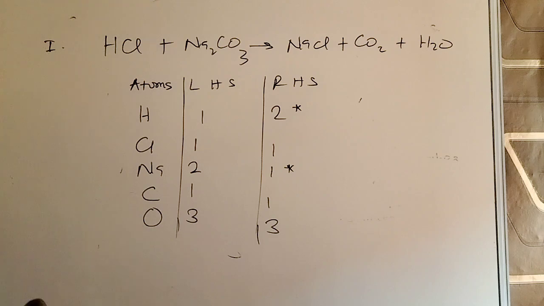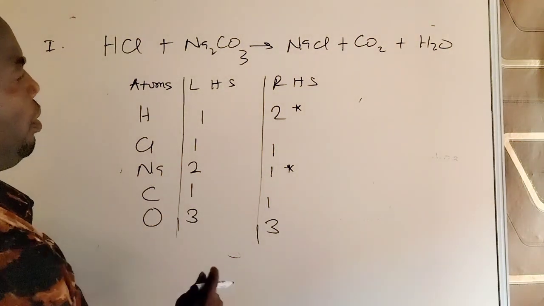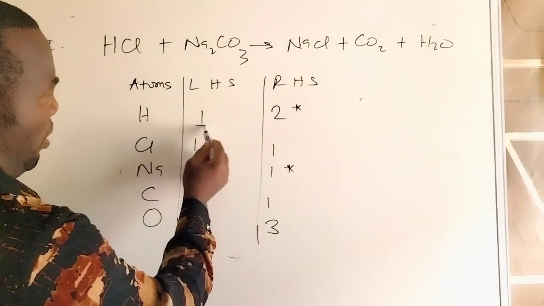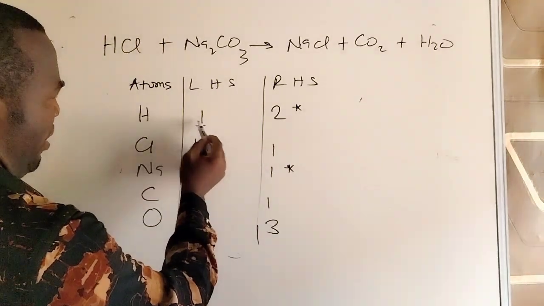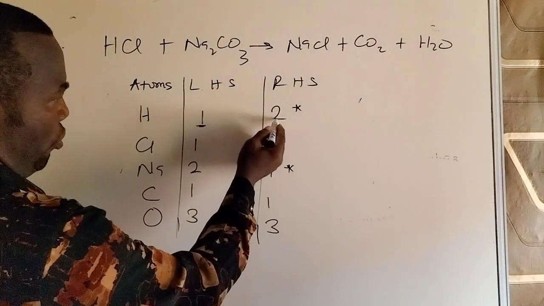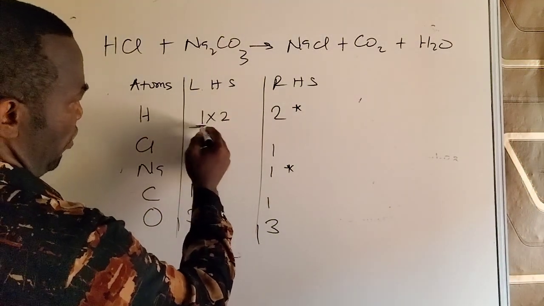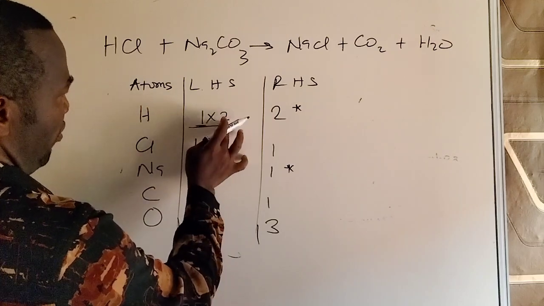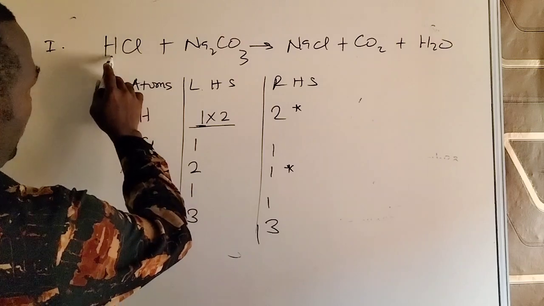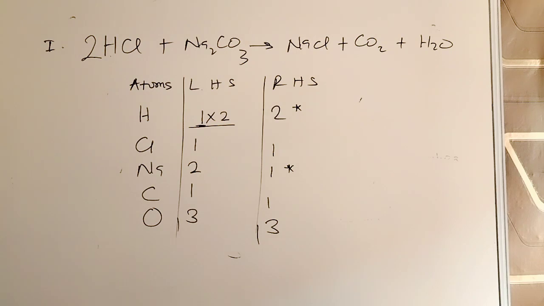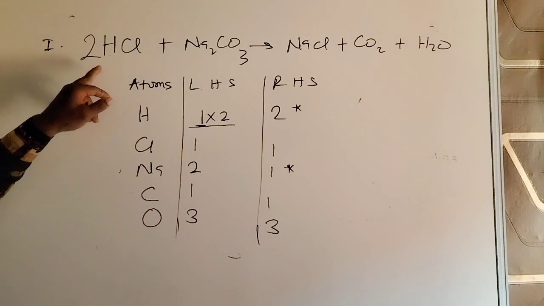Start with one of them. To balance this one, what do you do? You multiply, check a number that will multiply the smaller value. For hydrogen, the left hand side is smaller. That is 1 atom on the right hand side. So find a number that multiplies 1 to give you 2, and that number is 2. 2 times 1 gives you 2. And the number, take it and put it in front of where you have HCl, where you have hydrogen on the left hand side. Having done that, you see that chlorine has changed.